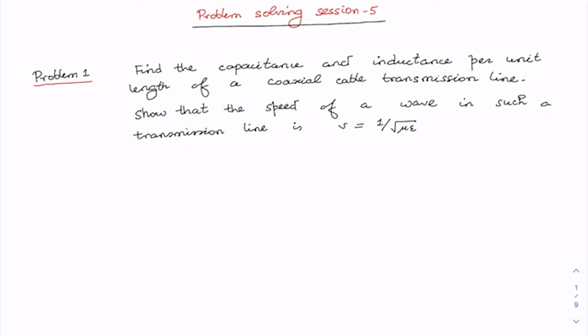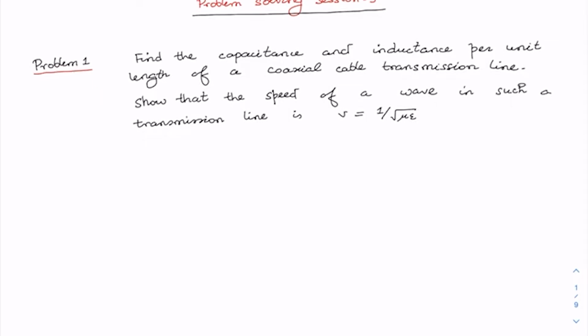So in this first problem, you are asked to find the capacitance and inductance per unit length of a coaxial cable transmission line. And you are asked to show that the speed of the wave in such a transmission line is V equal to 1 by square root of mu epsilon. Mu is the permeability of the medium and epsilon is the permittivity of the medium. Okay, let us do it.